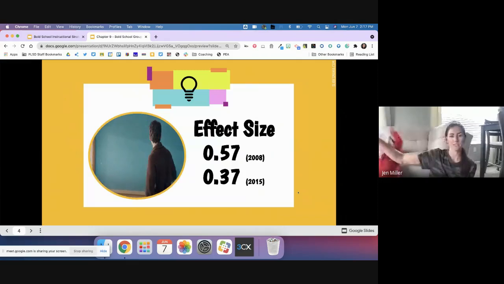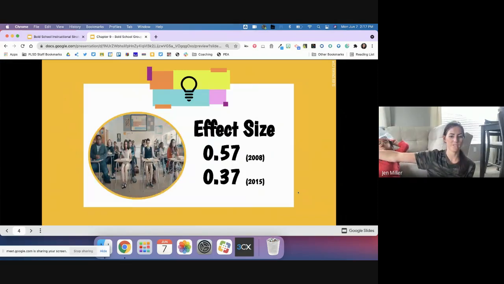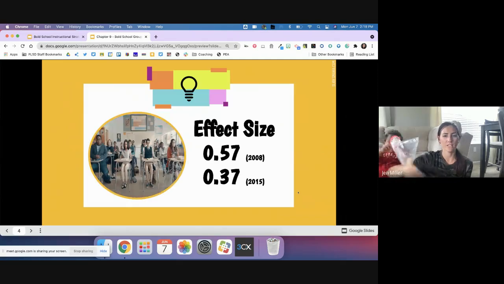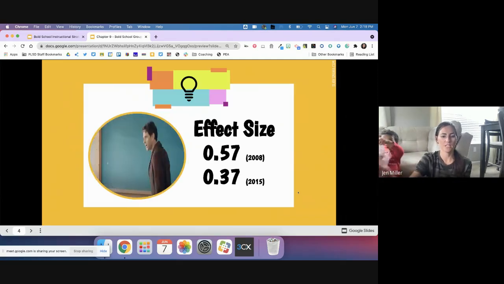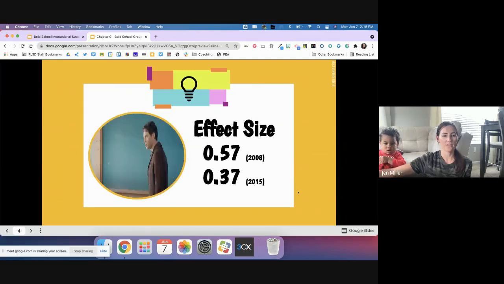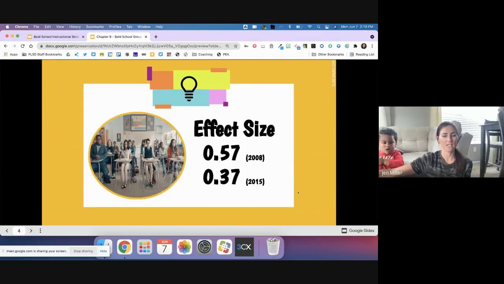So the effect size in 2008 was actually 0.57. And then when they redid it in 2015, it was 0.37. And they attribute a lot of the decrease in that to our decreased attention spans because of all the technology that is thrown in front of kids at all times. So that's where they're seeing a decrease.